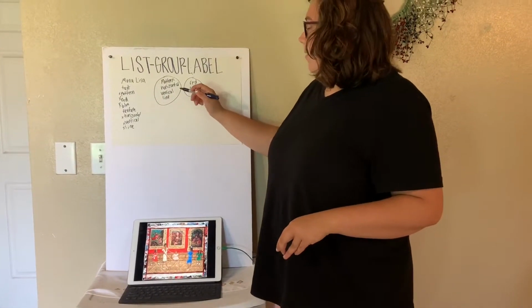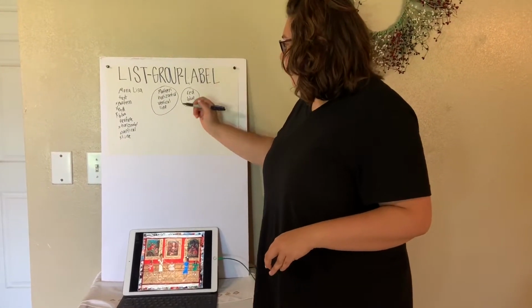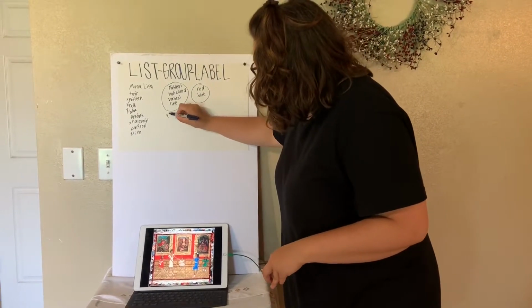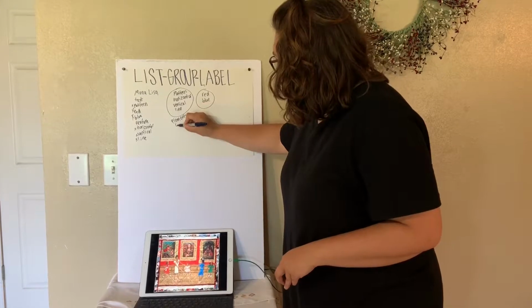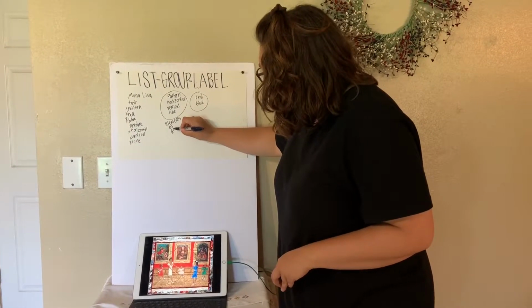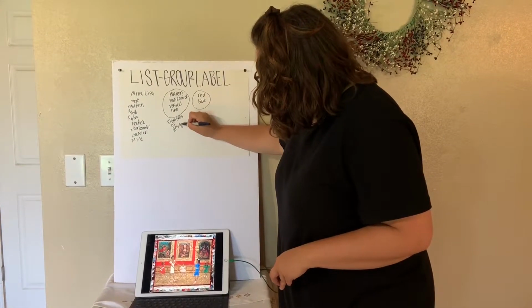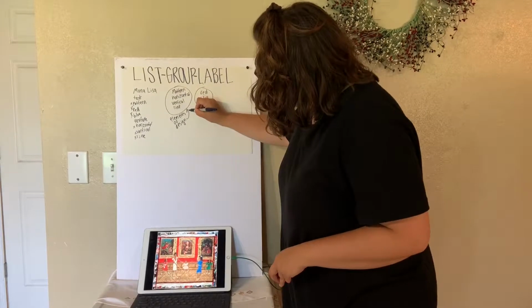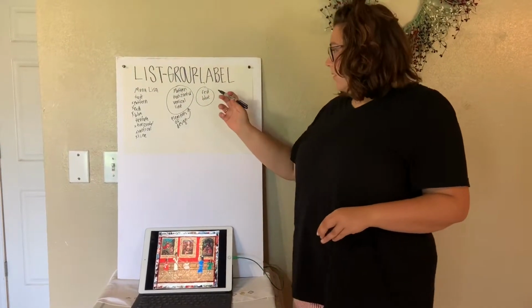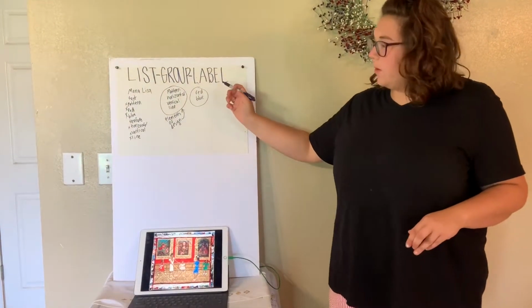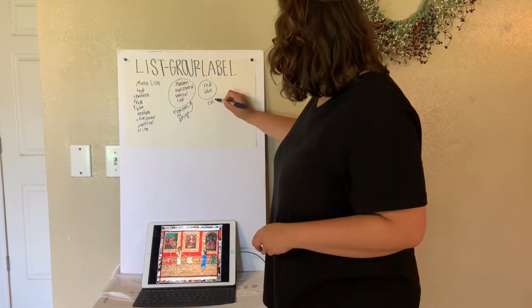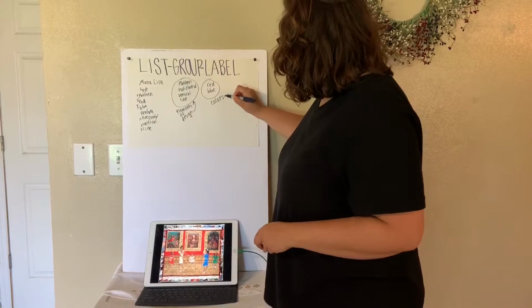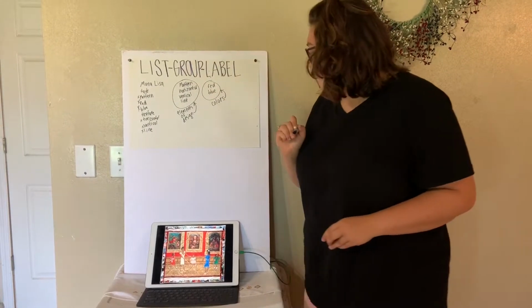Well, they're all elements of design. So you go ahead and label that. And then you go to the next group and ask yourself, why did I put red and blue together? Well, because they're colors. So you go ahead and label that, and so on.